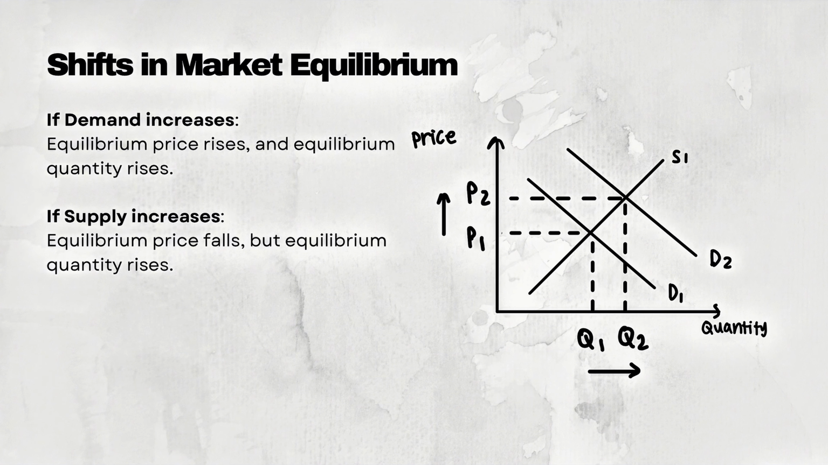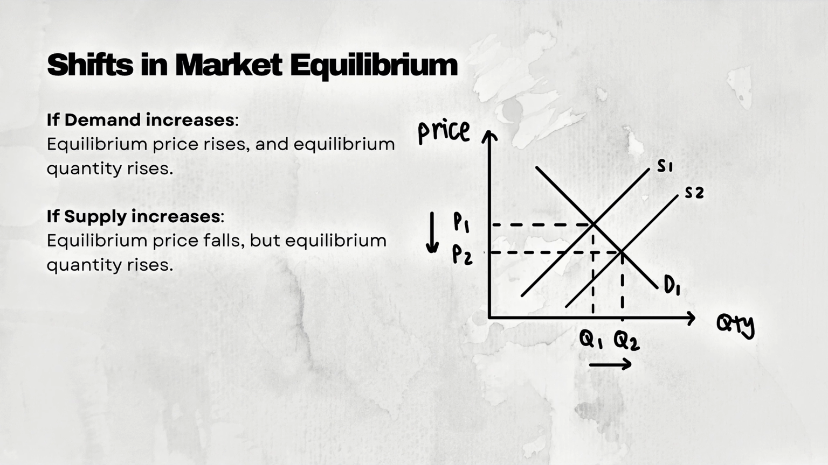So this is the effect on the market equilibrium when we start shifting demand or supply. For instance, if demand increases, the equilibrium price rises and the equilibrium quantity rises. Let's have a look. When the demand increases from D1 to D2, you can see that the price increases from P1 and Q1. So this new equilibrium here is formed.